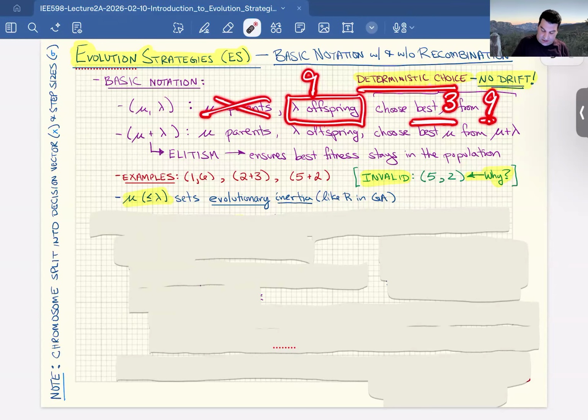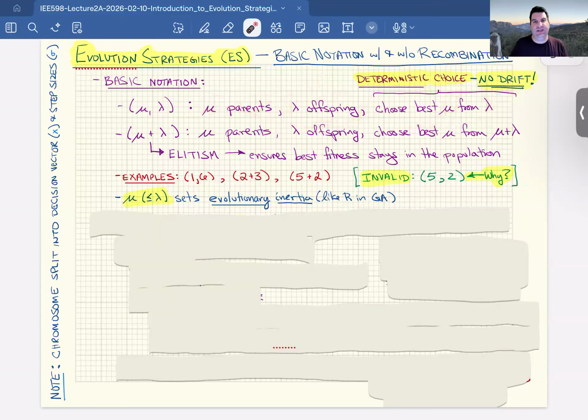And this is a completely deterministic choice. There's no drift. This is like ranking selection with stochastic universal sampling, kind of. But I mean, it's just totally deterministic. Just rank all of those offspring and take the top 3. And those become your new parents. And then you can do that over and over again.